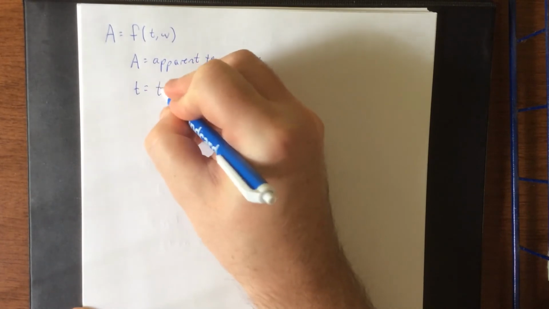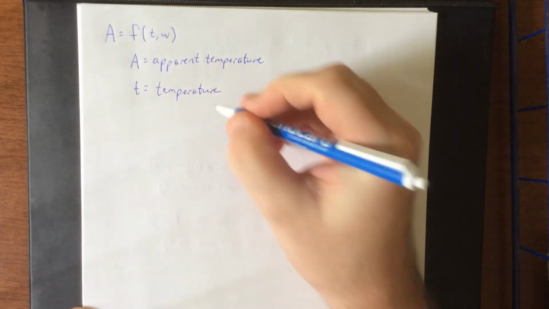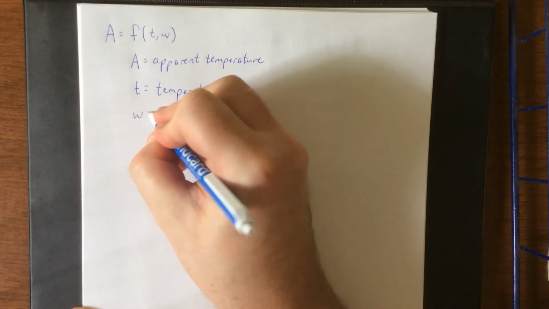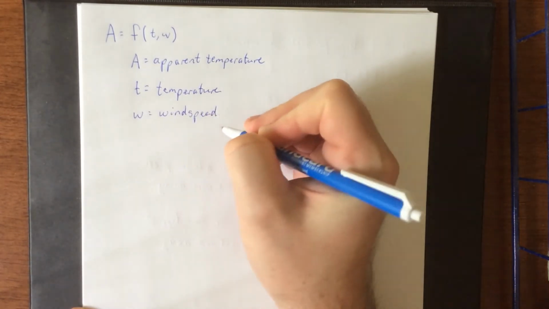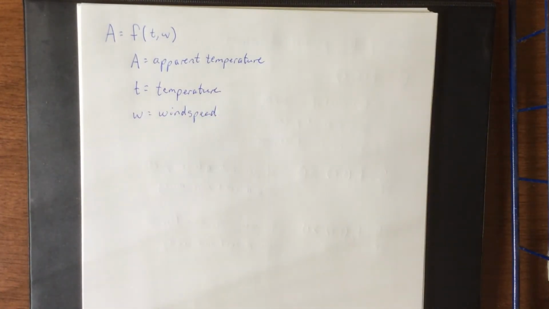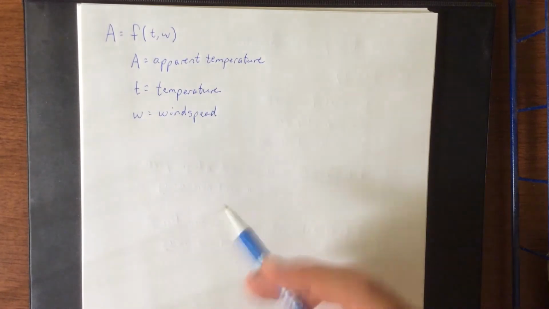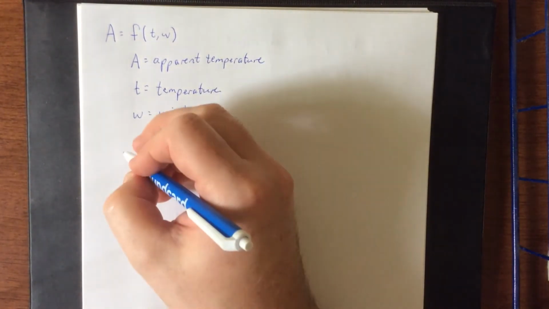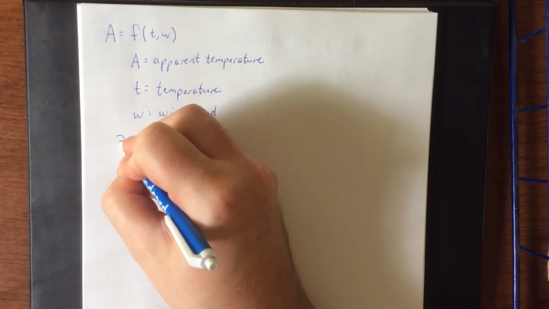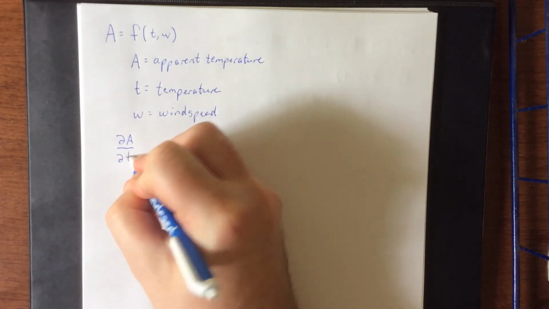T is going to represent the actual temperature, and W is going to be the wind speed. Now, this applies especially in Michigan winters. We say, it wouldn't be so bad if it weren't for all the wind chill. So the more wind there is, it typically has a pretty drastic effect on the apparent temperature. So let us assume for a moment that we wanted to talk about the partial derivative of the apparent temperature with respect to the actual temperature.